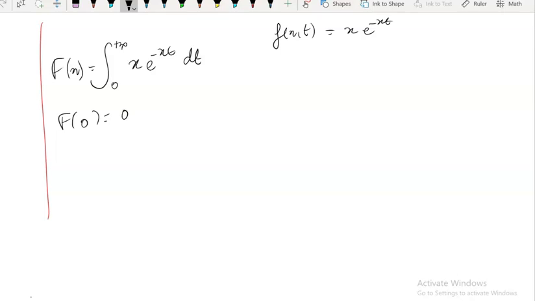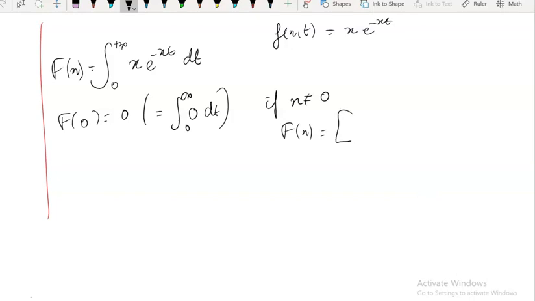Why? Simply because if x is equal to 0, I'm integrating the 0 function, and so we get the integral of the 0 function. That's one of the properties of integration. It's equal to 0. So when x is not equal to 0, what's happening? We can actually calculate this integral.